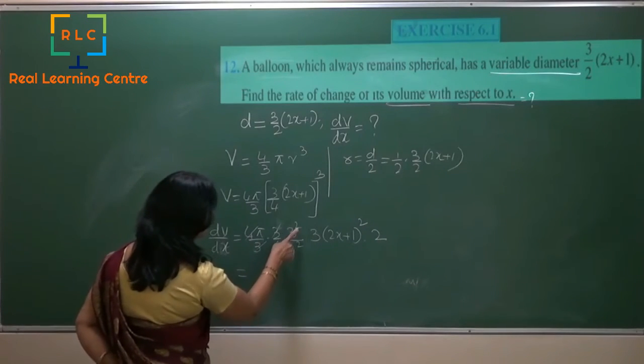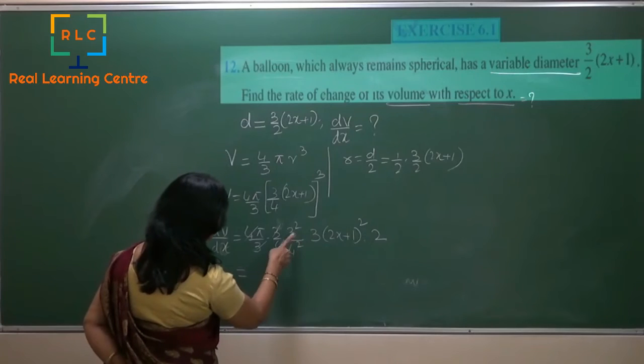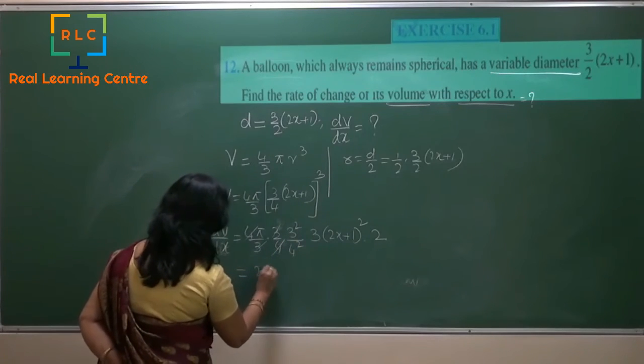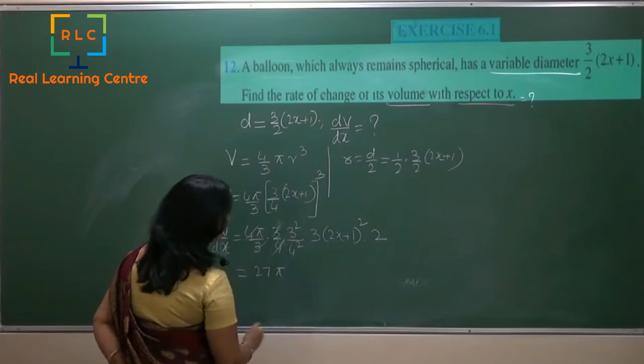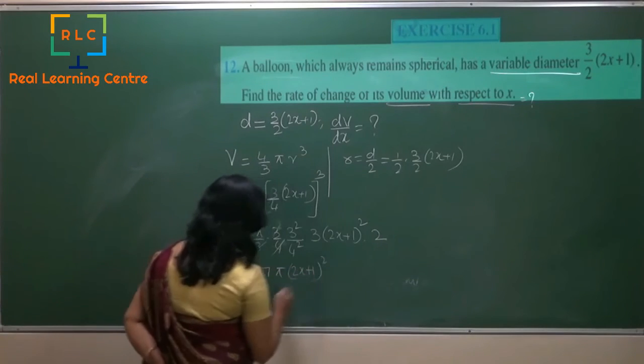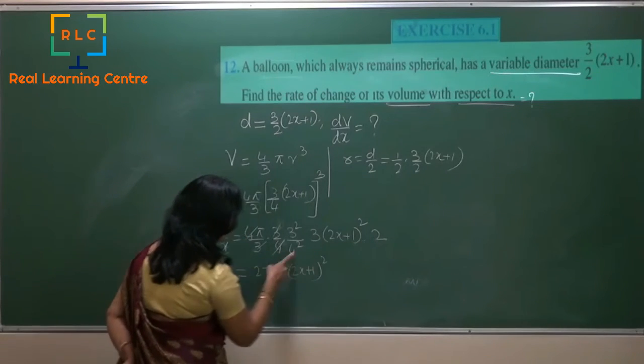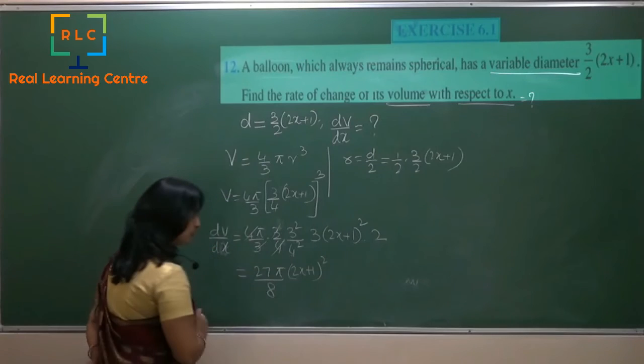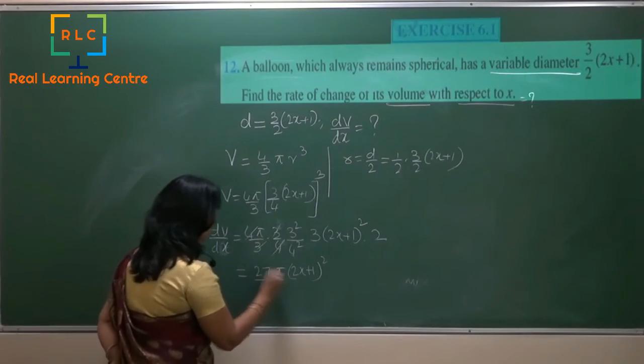Pi is there, 3 square is 9, and 9 into 3 it is 27 pi. And what else you have? You have (2x plus 1) the whole square. This is 16. 2 divided by 16 will give you 8. 2 8 is 16. This is our final answer.